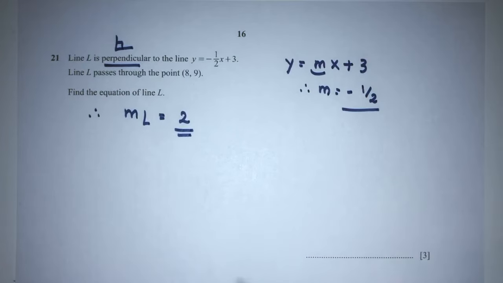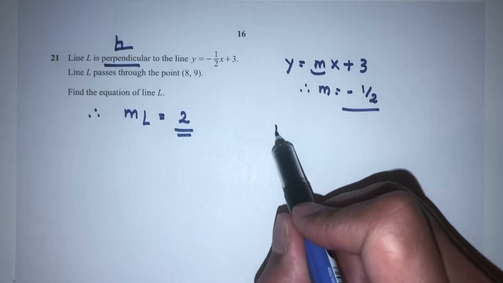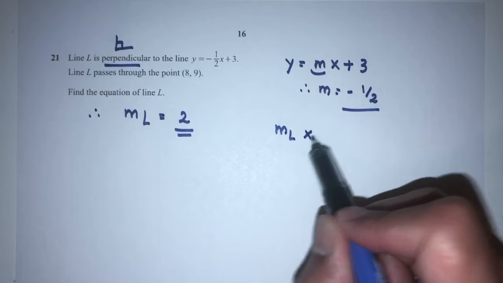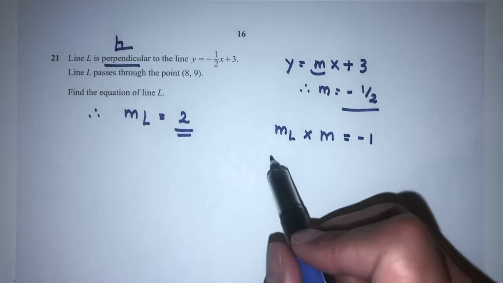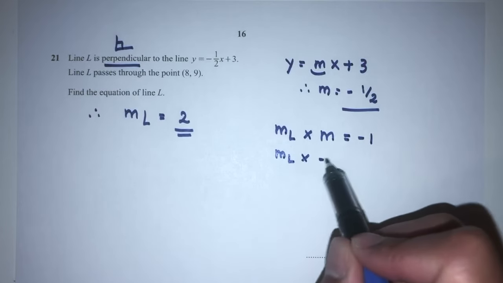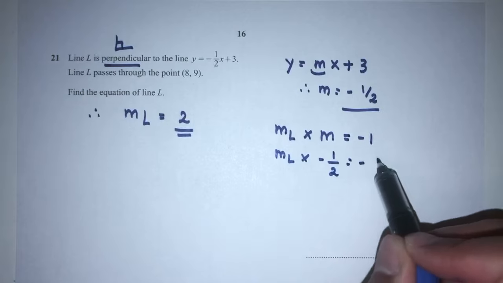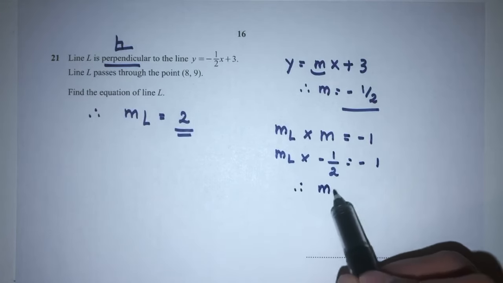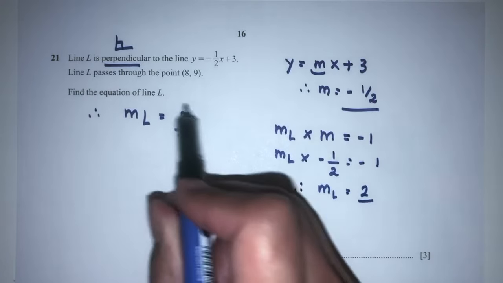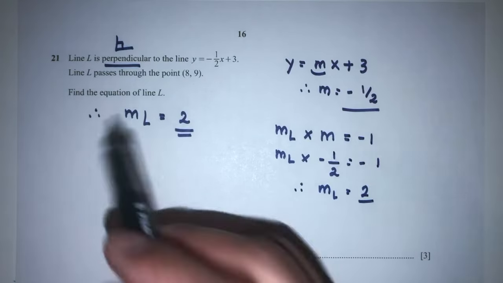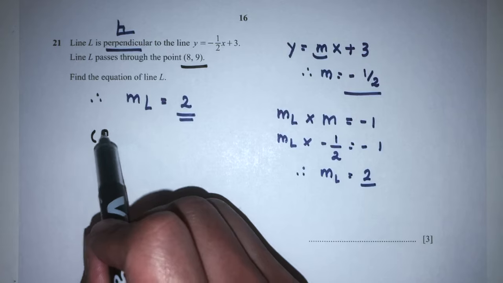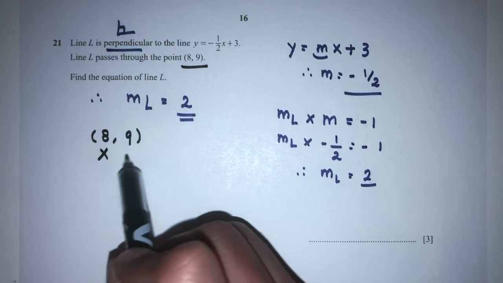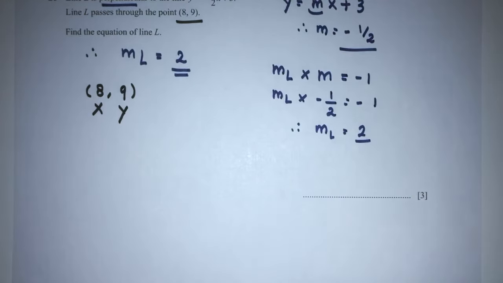Right? Because we have to know that if you take the gradient of line L times the gradient of the line, it should give you minus 1. So to find this, we know this is the value here, so m_L has to be 2. That's why we know this is true. Now we know that L passes through this point, so this is our passing point, which is (8, 9), that is x and y. So we use that to find the equation.